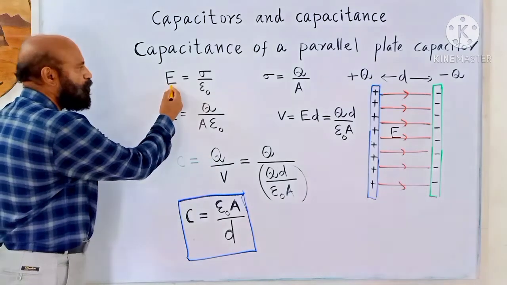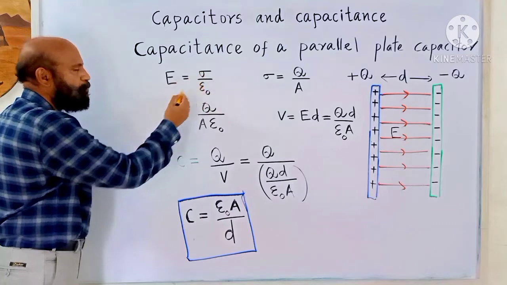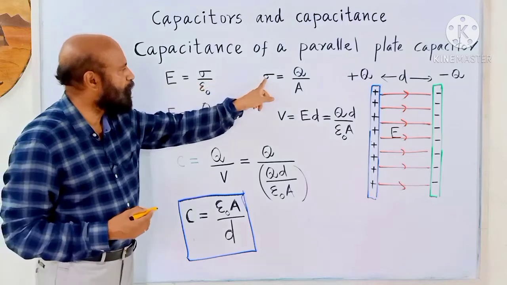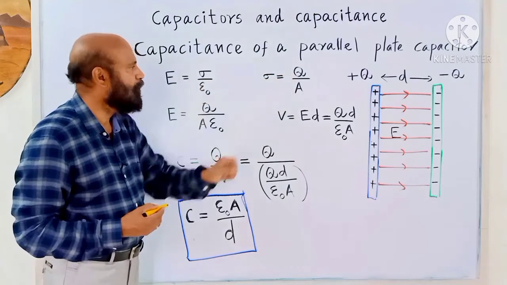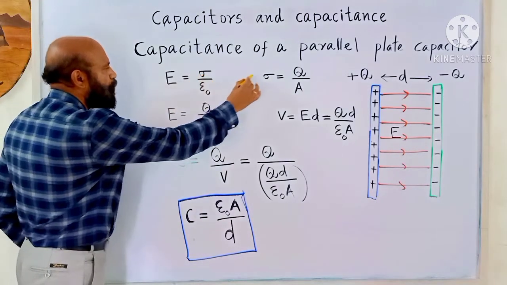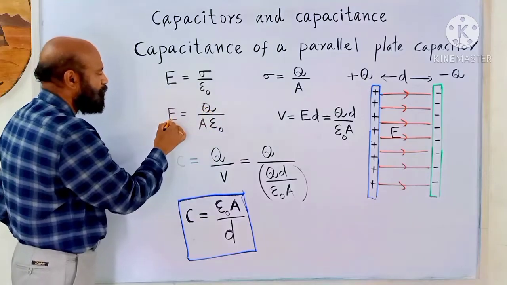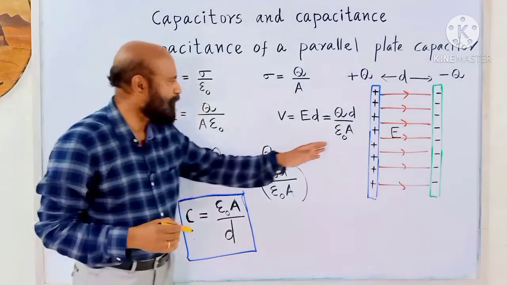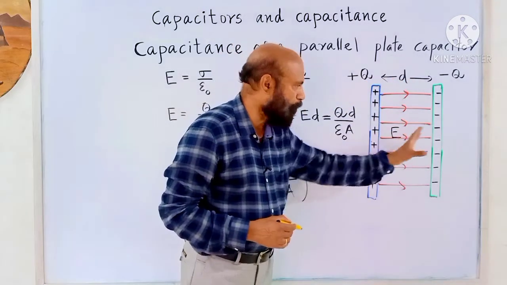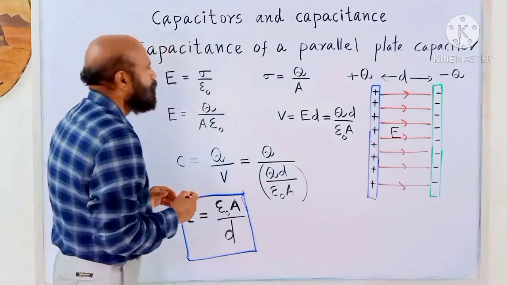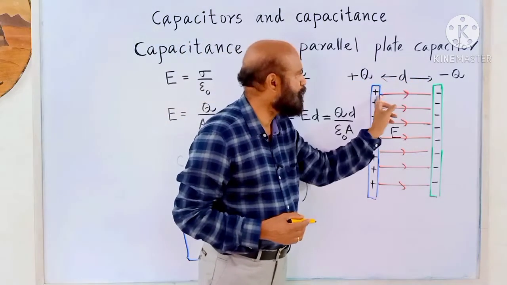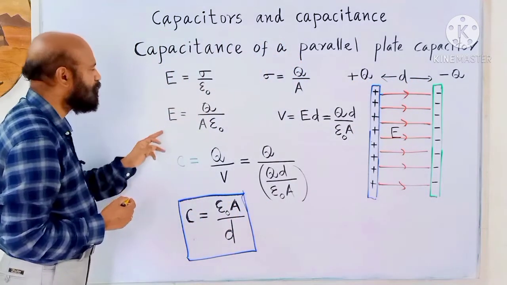Now we know electric field E is equal to sigma by epsilon 0. Sigma is the surface charge density, so charge per unit area. So sigma can be written as Q by A. Then in this expression, for the sigma we can write Q by A. So intensity of the electric field between the plates is uniform. You can see the gap between the lines is same. So electric field is uniform between the plates. Then one of the plates is positively charged, so plus Q, the other plate is minus Q. Distance between the plates is D.